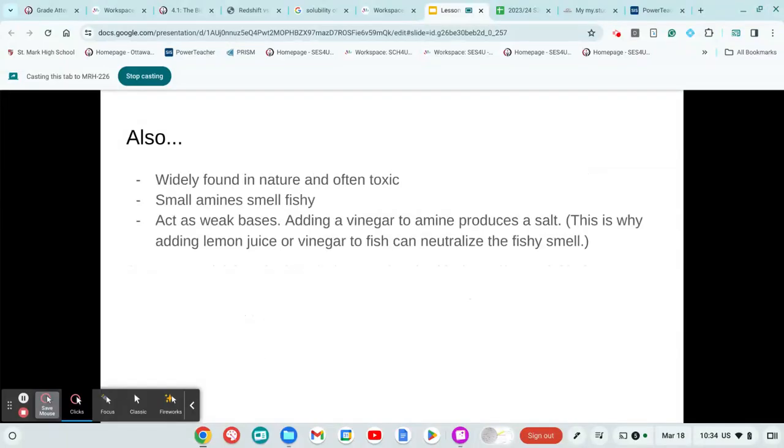Also, they're widely found in nature. They're often toxic, and the small amines smell fishy. They also act as weak bases. So when you add a salt or add an acid to a weak base, it neutralizes it. So adding vinegar to an amine produces a salt. And that's why adding lemon juice or vinegar to your fish and chips can neutralize the fishy smell. Commonly used in cooking.